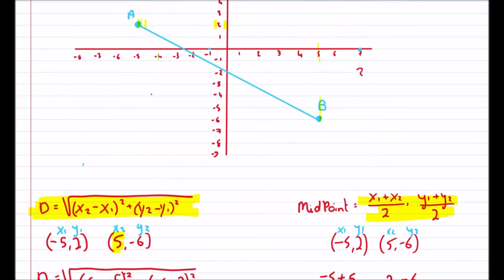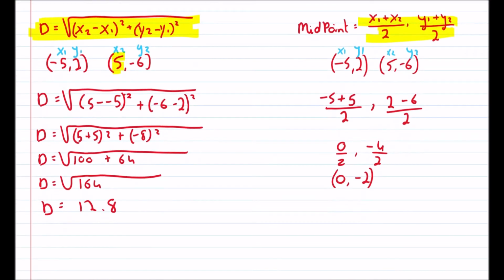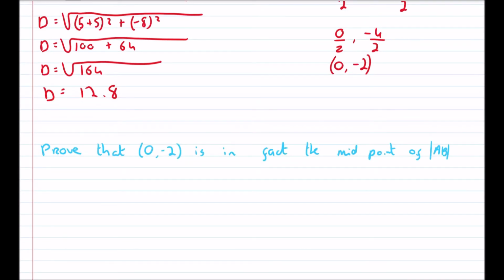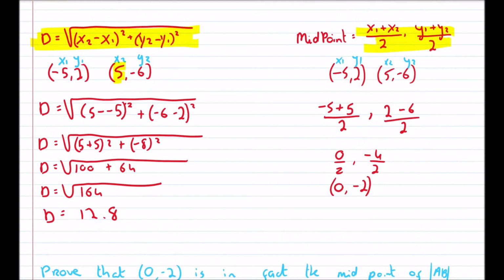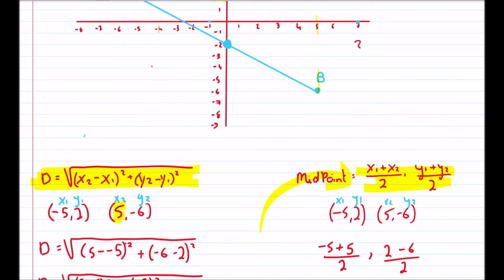Okay, and we'll just have a look here. 0, minus 2, where is that? 0, minus 2 is here. Okay, and that looks like the midpoint. Okay, so that's that done. Right, now here's an interesting question. It says prove that the point 0, minus 2 is in fact the midpoint of AB. So we're after finding the midpoint of AB here, based on this formula. But how do I know it's true? But how do I know it is the midpoint? There is a method of proving it's true.